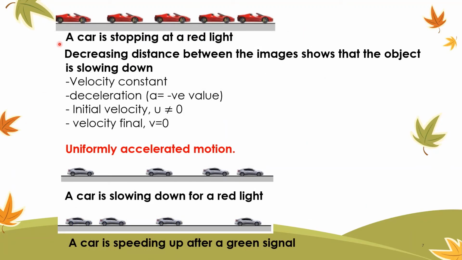Next, we have a car stopping at a red light. A decreasing distance between the images shows that the object is slowing down. Therefore, the value of acceleration will become a negative value since it is decelerating. And the car stopped at the red light. Therefore, the final velocity is equal to 0. Other examples are a car slowing down for a red light and a car speeding up after a green signal.